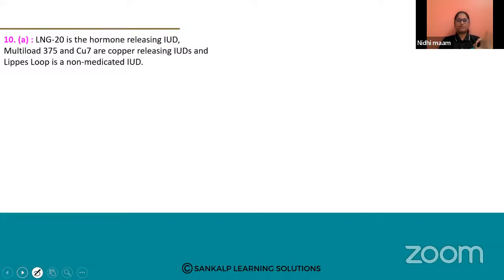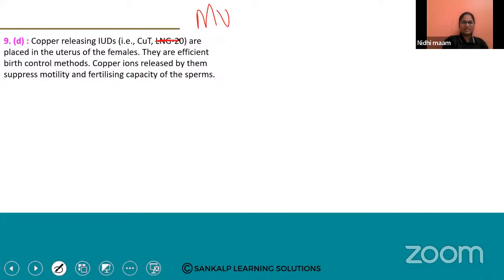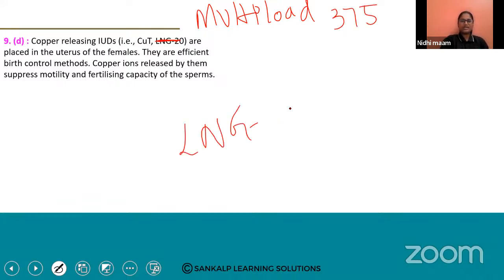So here, LNG20 is the hormone releasing IUD. Option A is the right answer. Multiload 375 and copper 7 are copper releasing IUDs. And Lippes loop does not release any hormone or any copper. It is a non-medicated IUD. Just a minute. I had a doubt at that time. Multiload 375 is the copper releasing IUD, not LNG20. LNG20 is a hormone releasing IUD.